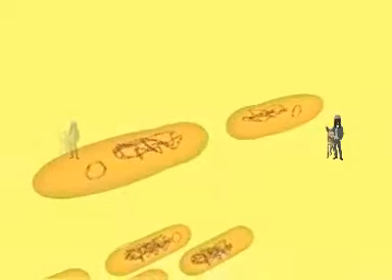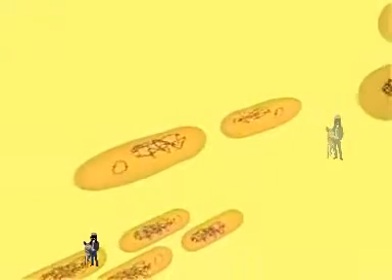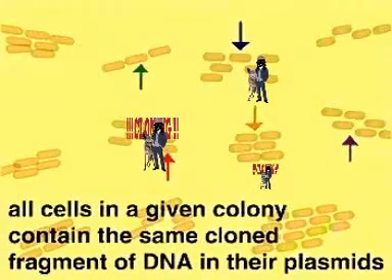Because all the host cells in a colony are derived from a single cell, they all contain copies of the same recombinant plasmid with its fragment of foreign DNA. A variety of assay methods can now be used on the bacterial colonies to determine which contains the particular DNA sequence we wish to isolate.